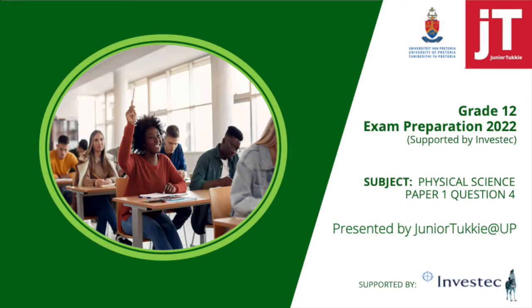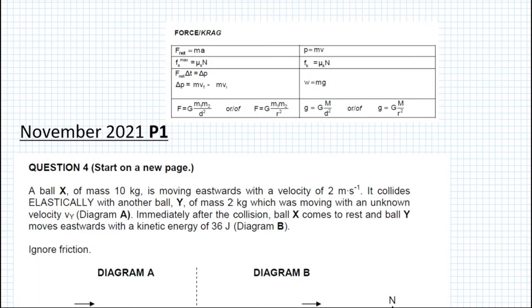Hello grade 12s and welcome to this video in which we will be working through question number 4 from the November 2021 Physical Science Paper 1 exam. This question deals with momentum and impulse and also specifically with an elastic collision.